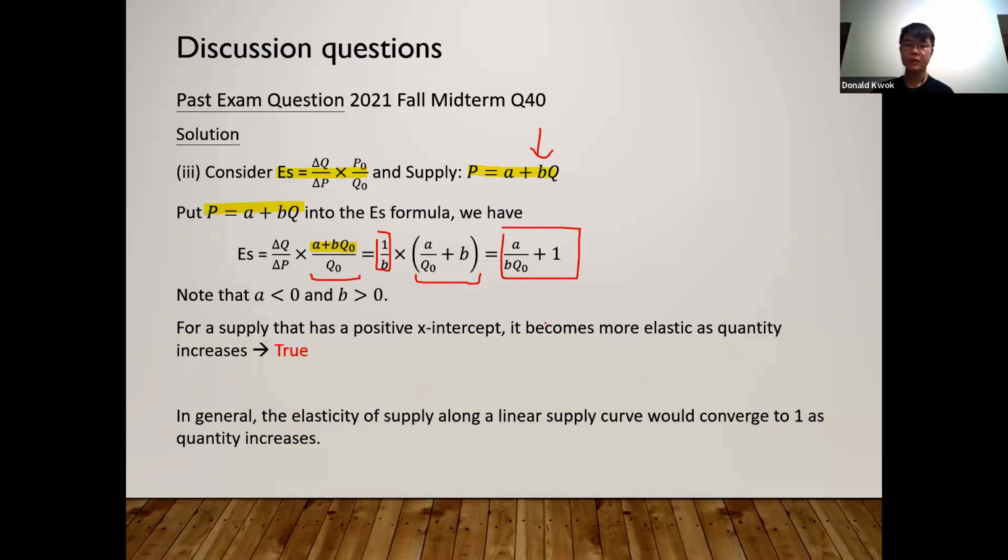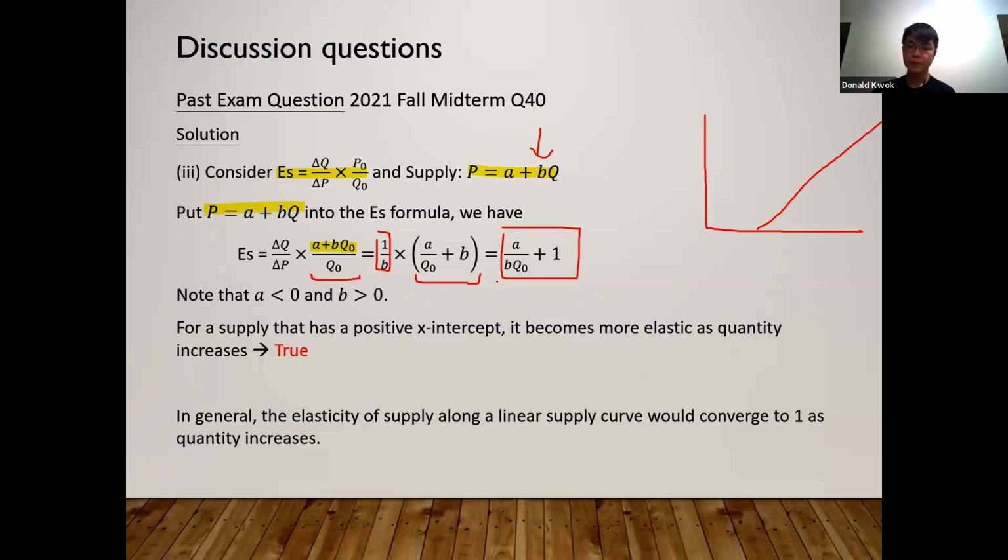So obviously for a supply curve, the coefficient B should be positive, right? While for this case, we are considering a supply curve that has a positive x-intercept, something like this. So mathematically, it should have a negative y-intercept, right? So this is why the coefficient A should be negative.